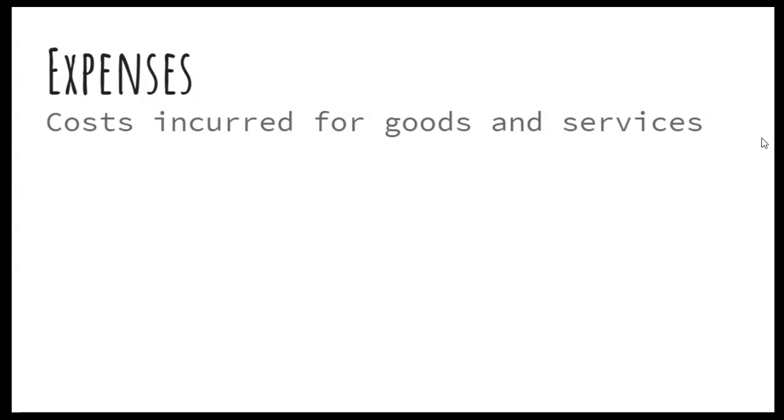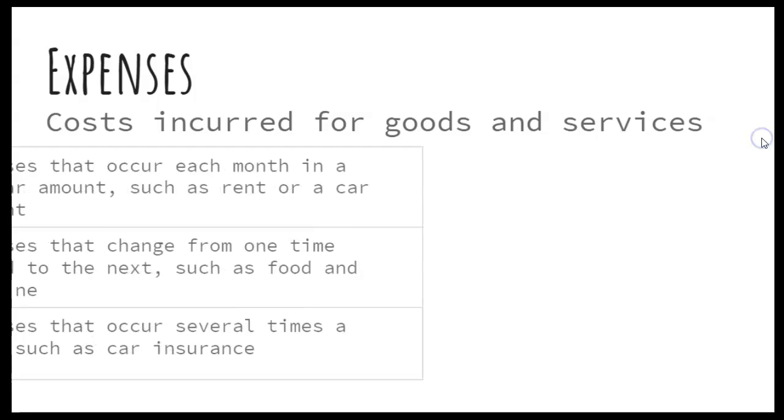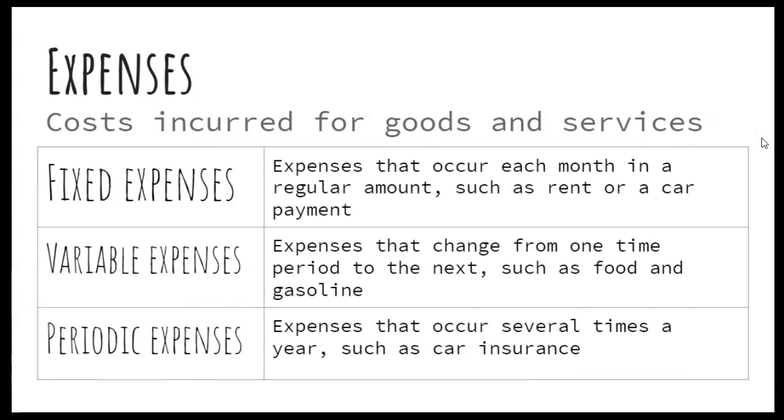Expenses. These are the things that you buy, the costs incurred for goods and services. Sometimes when we buy things, it's an actual good, an actual product, and sometimes we're paying for services like a haircut or a massage. Those are services that are provided. And there are different types of expenses, and this is one of the things that we are going to be talking about and doing on the assignment today, so definitely pay attention to this.